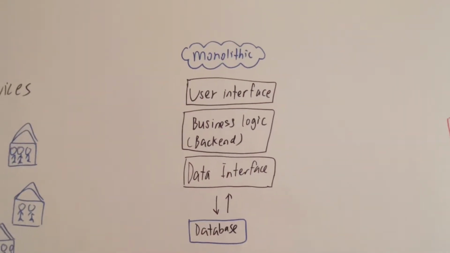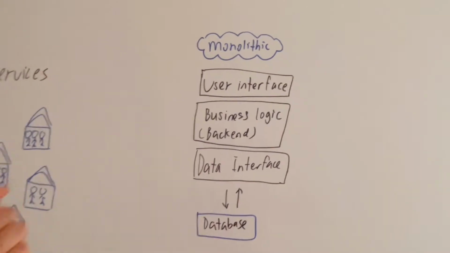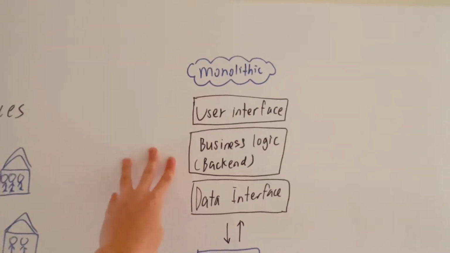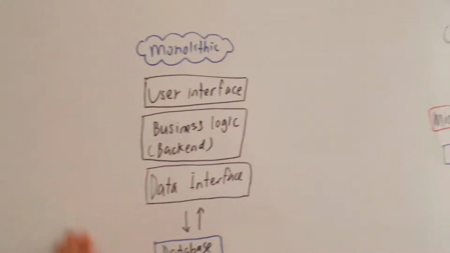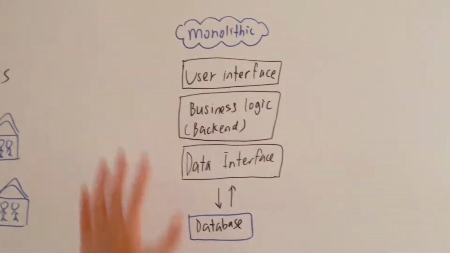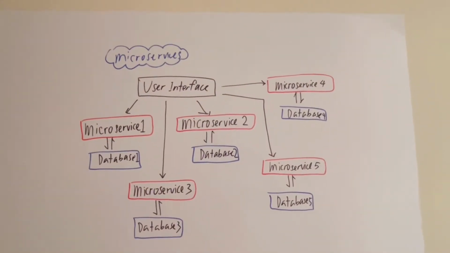And this is the structure of a monolithic application. It's very common to see nowadays. It consists of user interface, backend, data interface, and a single database. So when we are maintaining this kind of application, we maintain it in the same place together here in one single application. But it's very different for microservices.